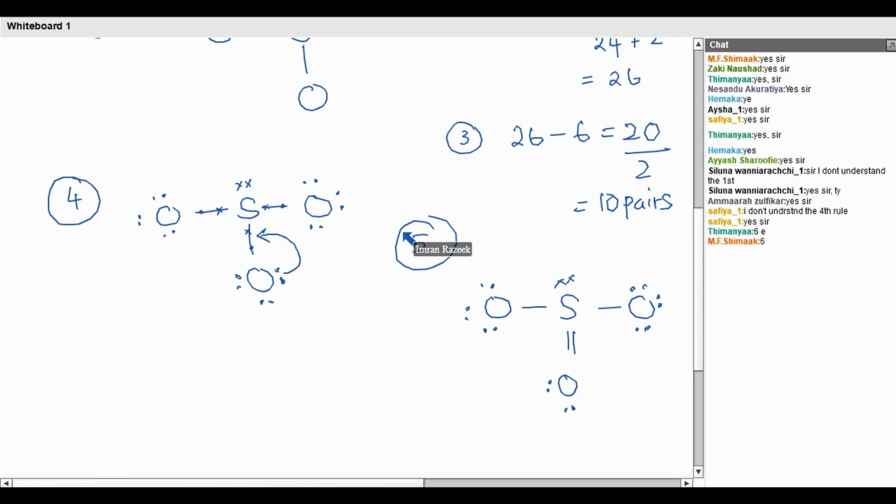Is rule 5 clear to everyone? That is very simple. I'll repeat again. Look at the central atom. Check whether it has got its valence electrons. Sulfur has only 5 electrons, 5 crosses around it. It needs 1 more electron. Then you convert a lone pair to form a double bond. That's all. Any oxygen's lone pair.